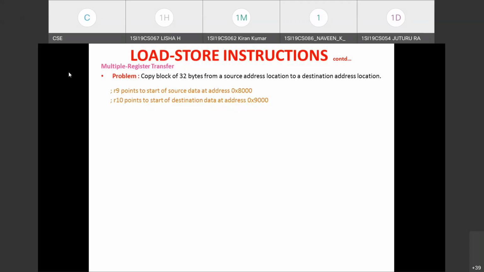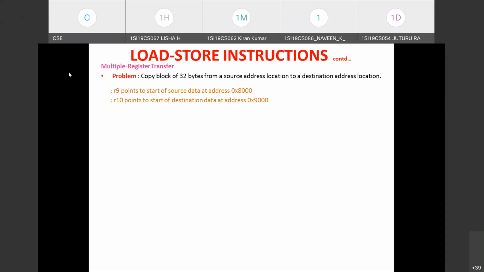And if you are using block transfer, the same addressing mode you have to use for STM and LDM, store multiple and load multiple. These instructions need to use the same addressing mode. If you are using IA for store, you have to use IA for load also.